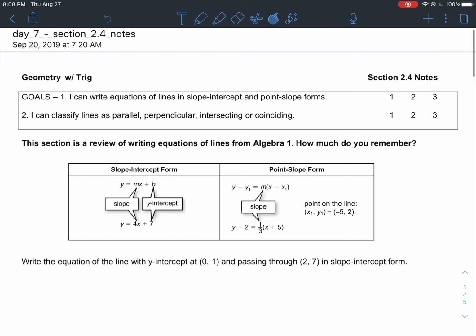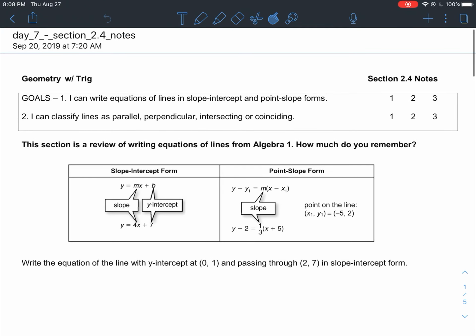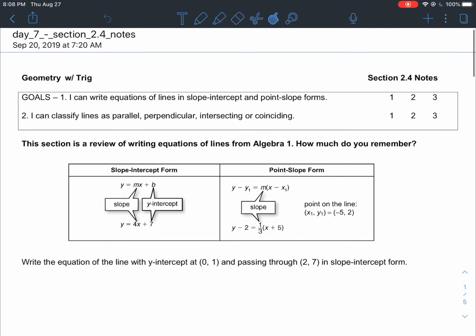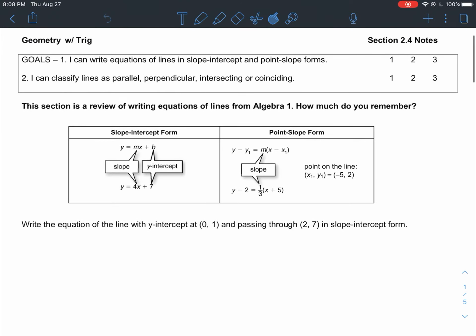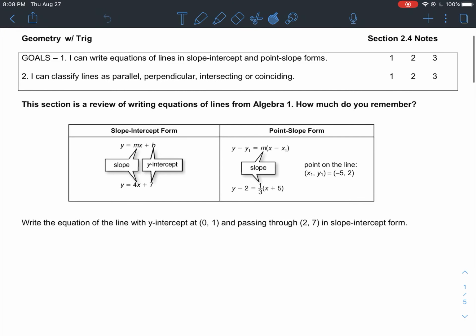Last section of chapter 2, 2.4. We're going to be writing lines, talking about parallel and coinciding lines. Before we do that, we have to remember some stuff from Algebra 1. Two forms of a line, slope-intercept form and point-slope form.